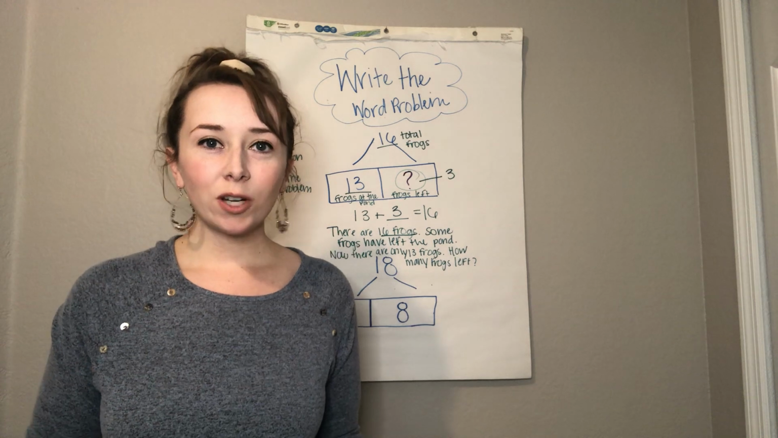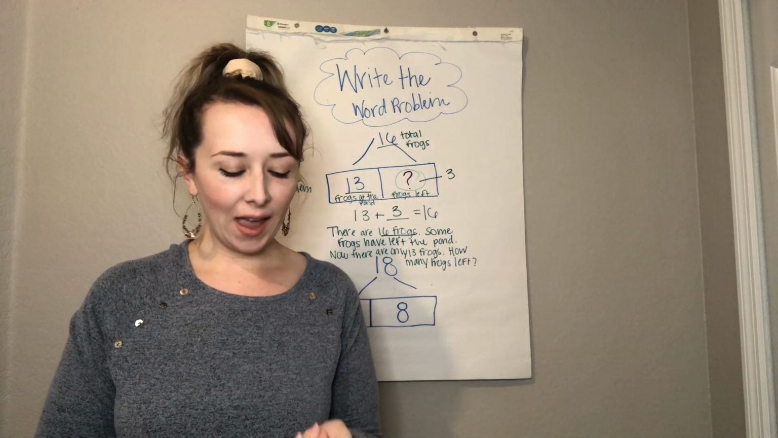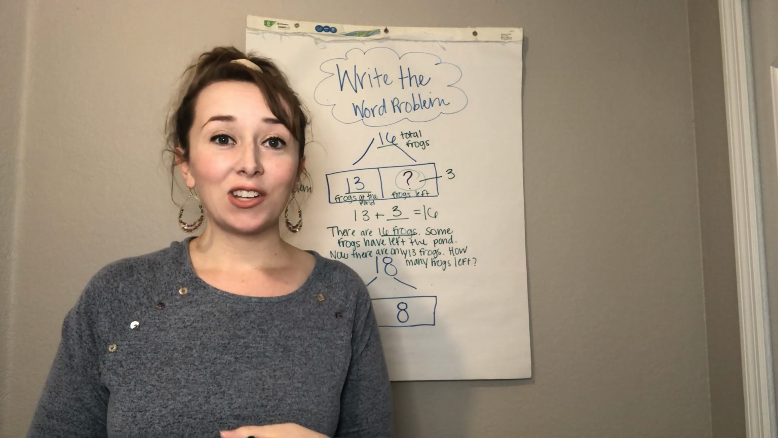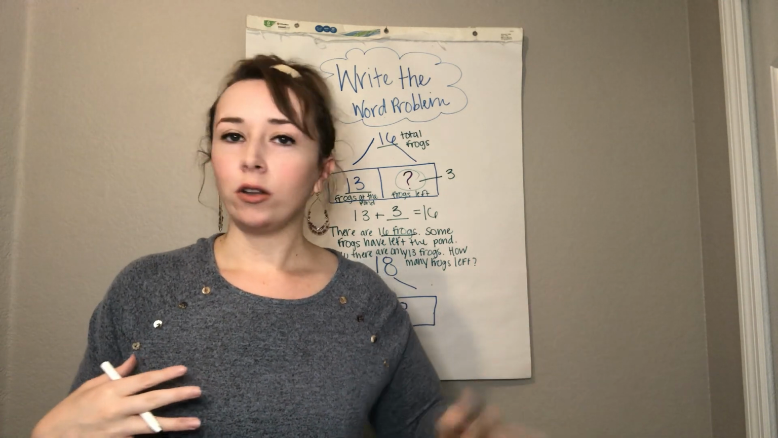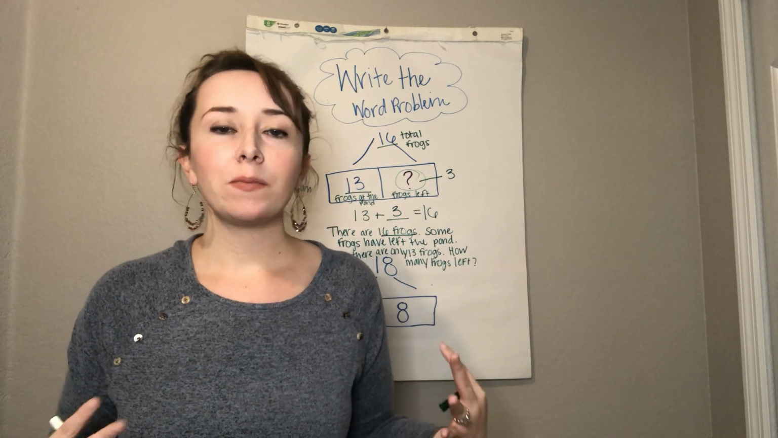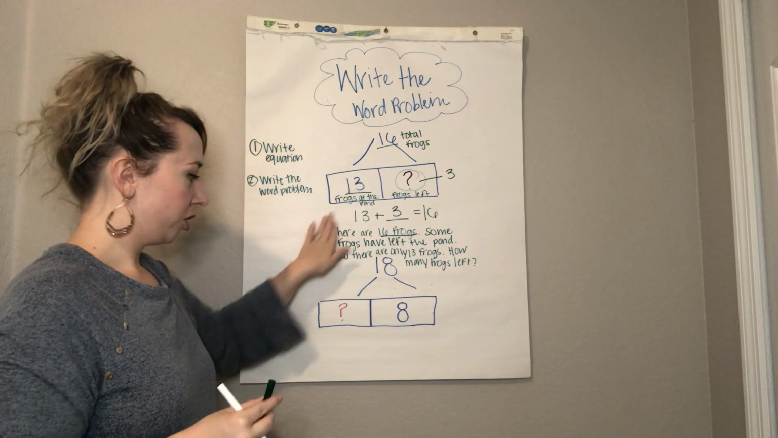So that is what we're going to be doing this week. You're going to be writing equations for your model and you're going to be writing the story behind it. You can get super creative. You could do a unicorn. You could write about Batman. It doesn't matter. You get the choice as long as it matches your picture here.